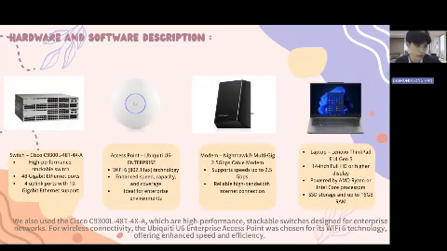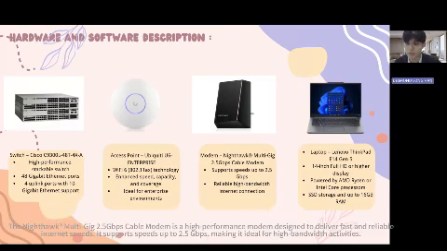We also use the Cisco C9300L-48T-4X-A, which are high performance stackable switches designed for enterprise networks. For wireless connectivity, the Ubiquiti Enterprise Access Point was chosen for its Wi-Fi 6 technology, offering enhanced speed and efficiency. The Nighthawk multi-gig 2.5 Gbps cable modem is a high-performance modem designed to deliver fast and reliable internet speeds. It supports speeds up to 2.5 gigabits, making it ideal for high bandwidth activities.